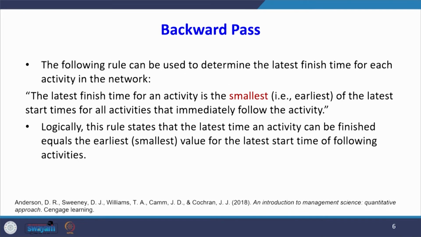The following rule can be used to determine the latest finish time for each activity in the network. What is that? The latest finish time for an activity is the smallest of the latest start times for all activities that immediately follow the activity. What is the meaning of this?